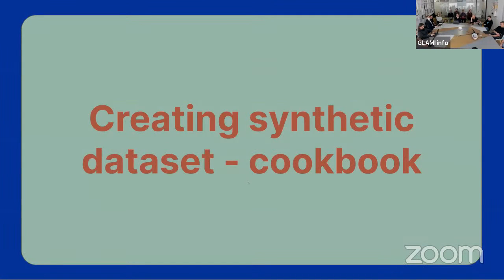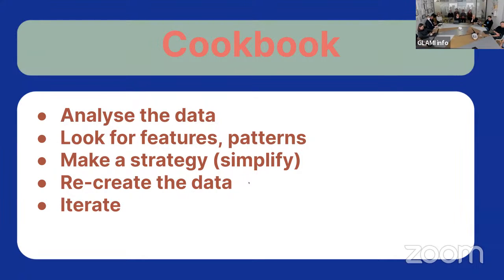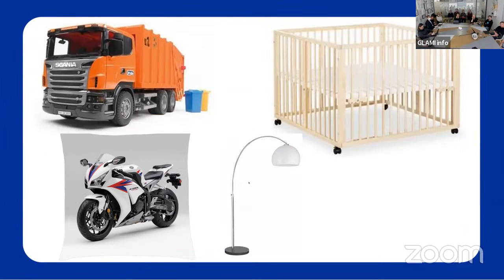So now a cookbook, how to create a synthetic data set if you want one. First, you have to analyze your data, look for the features and patterns there are from the perspective of the model. Then make a strategy for how to create the first iteration of the data set and perhaps simplify it. Then you implement it, and then you iterate, because you won't have your perfect data set at the first shot. So let's analyze the data.